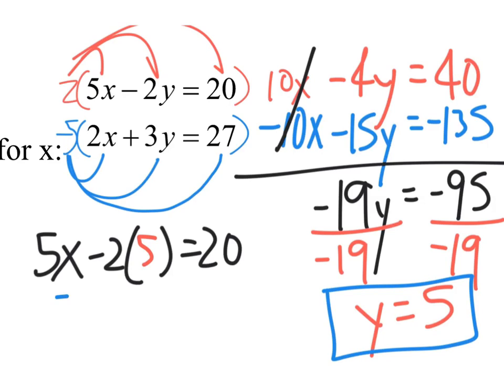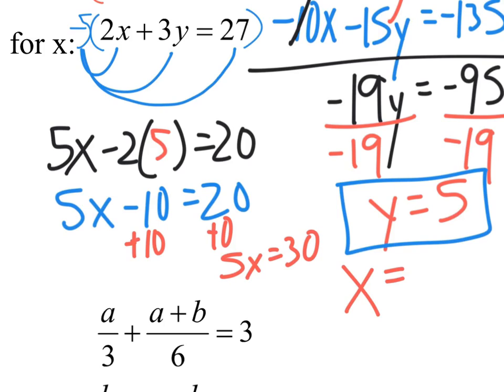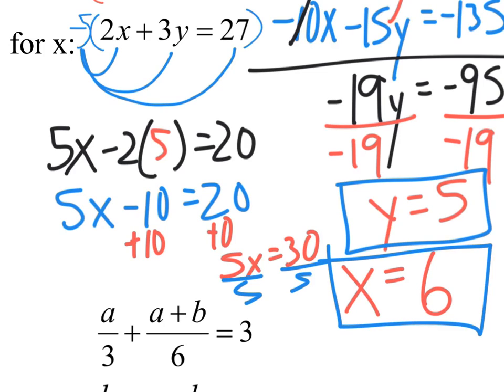5x minus 10 equals 20. And then what we're going to do is we're going to add, of course, 10 to both sides. And then 5x equals 30. And then ultimately, when you divide both sides by 5, x is going to give us 6. All right, so we figured out the x and we figured out the y value. Great.